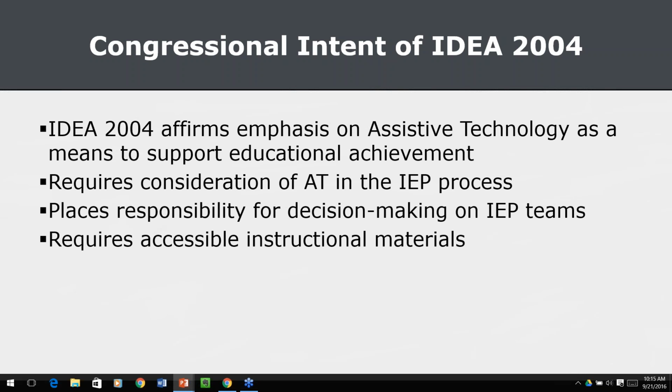Now, responsibility for deciding whether or not a student needs AT still falls on the IEP team. And we are obligated to provide instructional materials in a format that's accessible to the student no matter what their communication mode is. Now, all of that is what you know about IDEA.